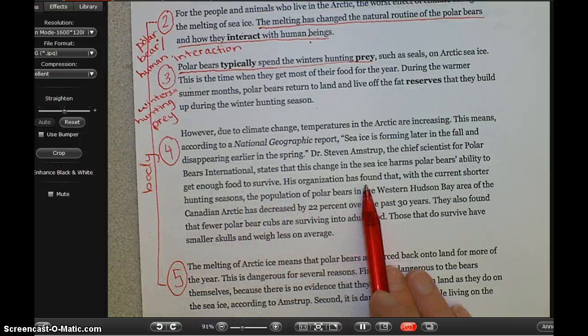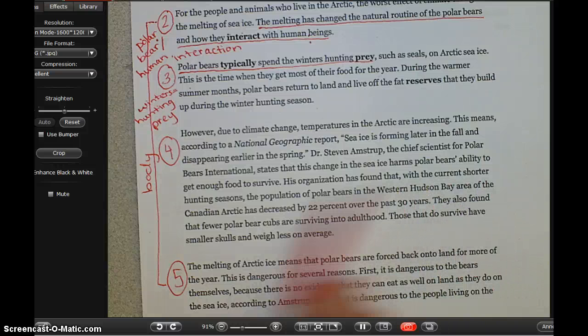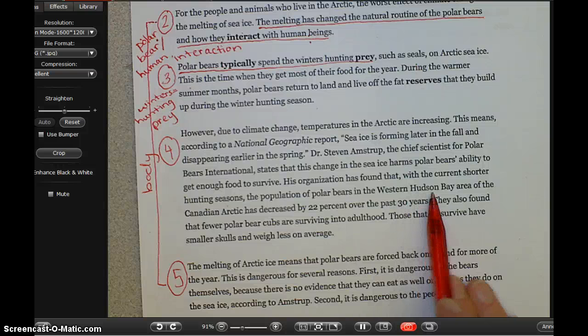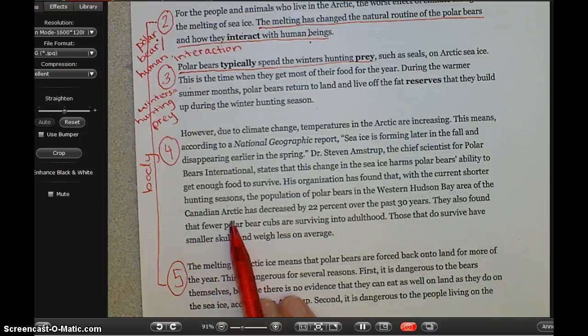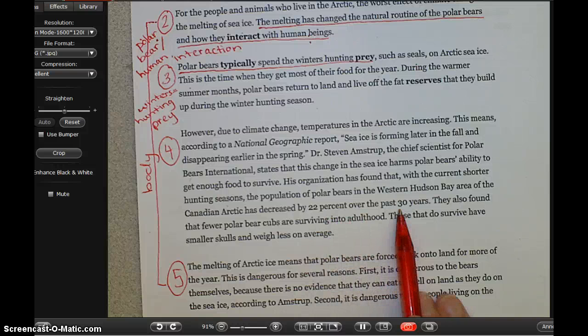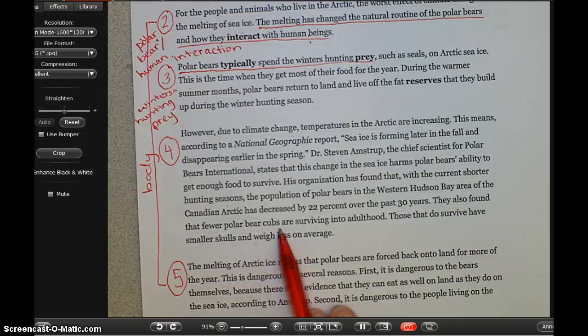His organization has found that, with the current shorter hunting seasons, the population of polar bears in the western Hudson Bay area of the Canadian Arctic has decreased by 22% over the past 30 years. They also found that fewer polar bear cubs are surviving into adulthood. Those that do survive have smaller skulls and weigh less on average.